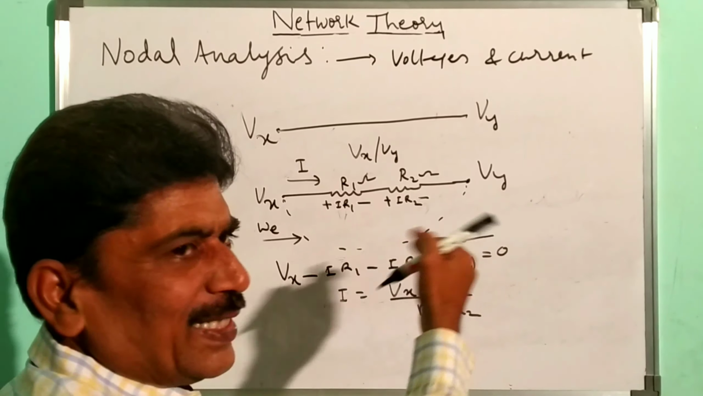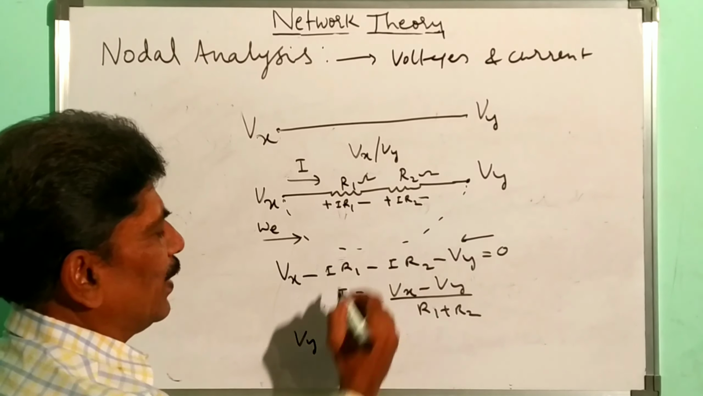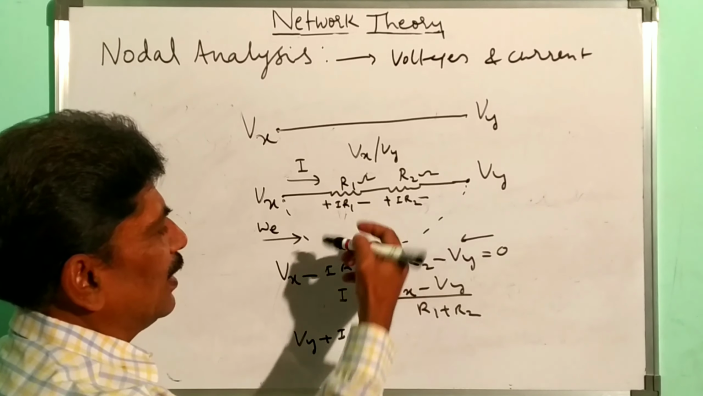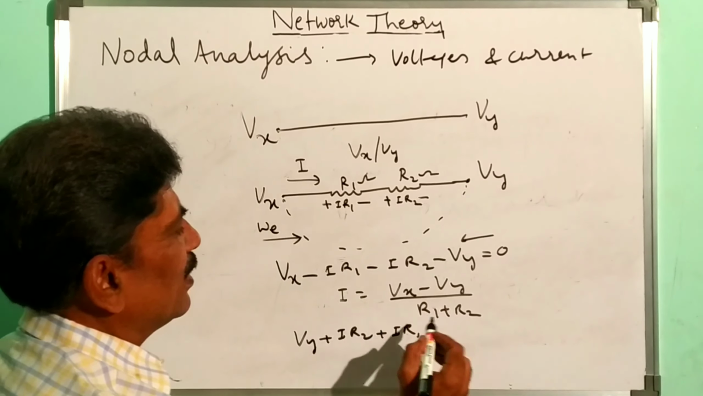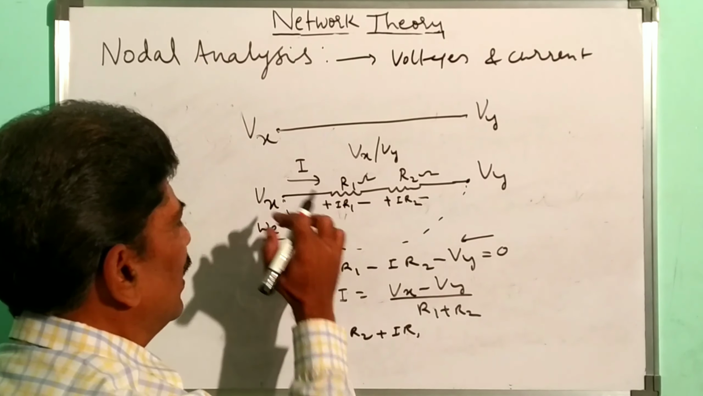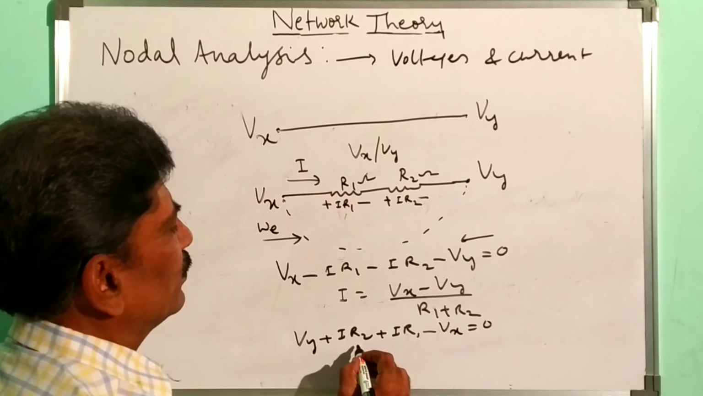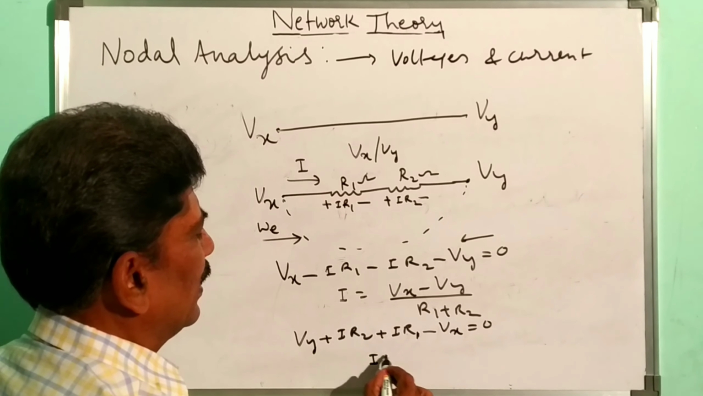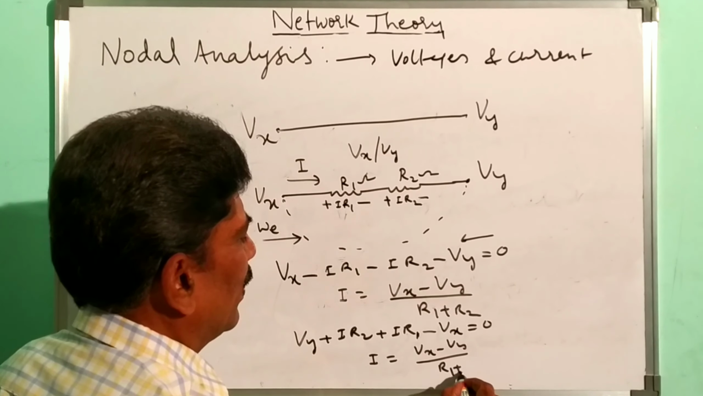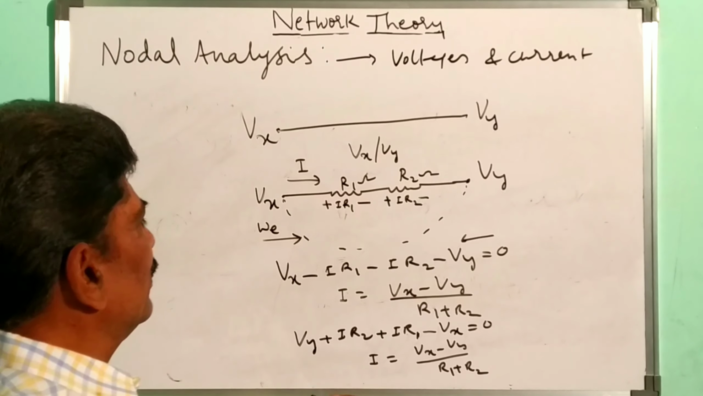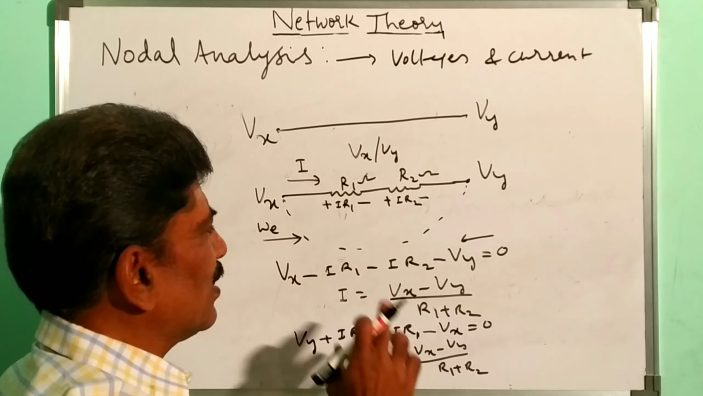If we move from this end, Vy is assumed to be at higher potential. So Vy, here rise in potential, minus to plus. So plus IR2, here plus IR1. Why? Because there is a rise in potential, minus to plus. Then Vx, we are assuming that it is higher potential, so it will be at lower potential. So minus Vx is equal to 0. From this equation we get I is equal to (Vx minus Vy) divided by (R1 plus R2). Okay? Both ways we get the same result.